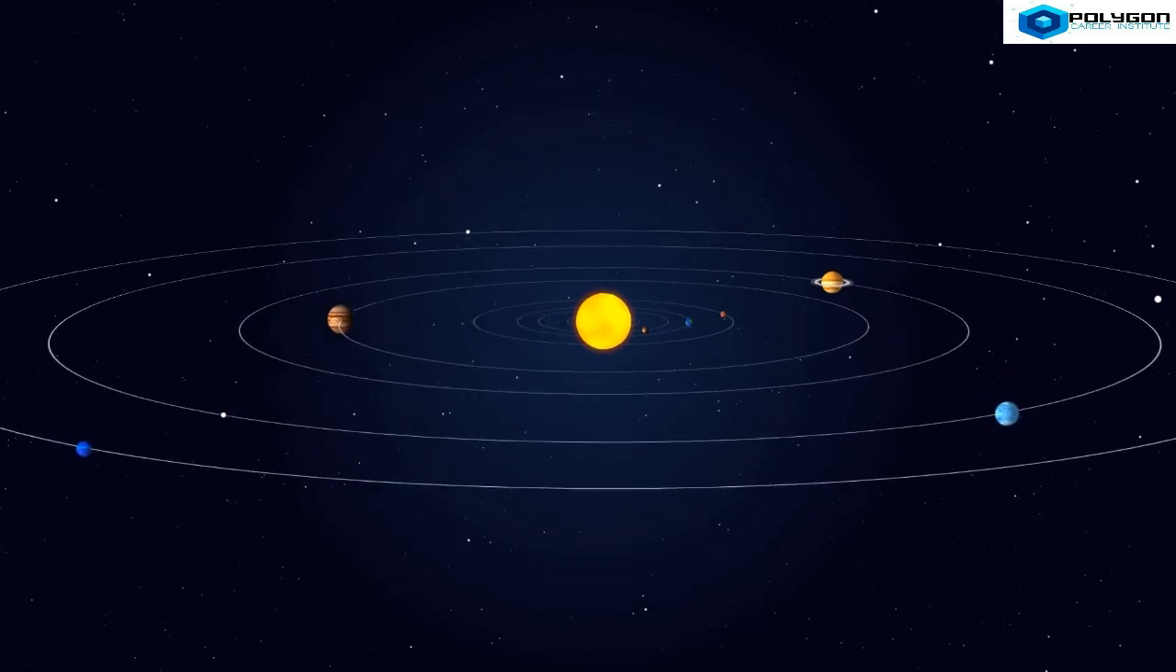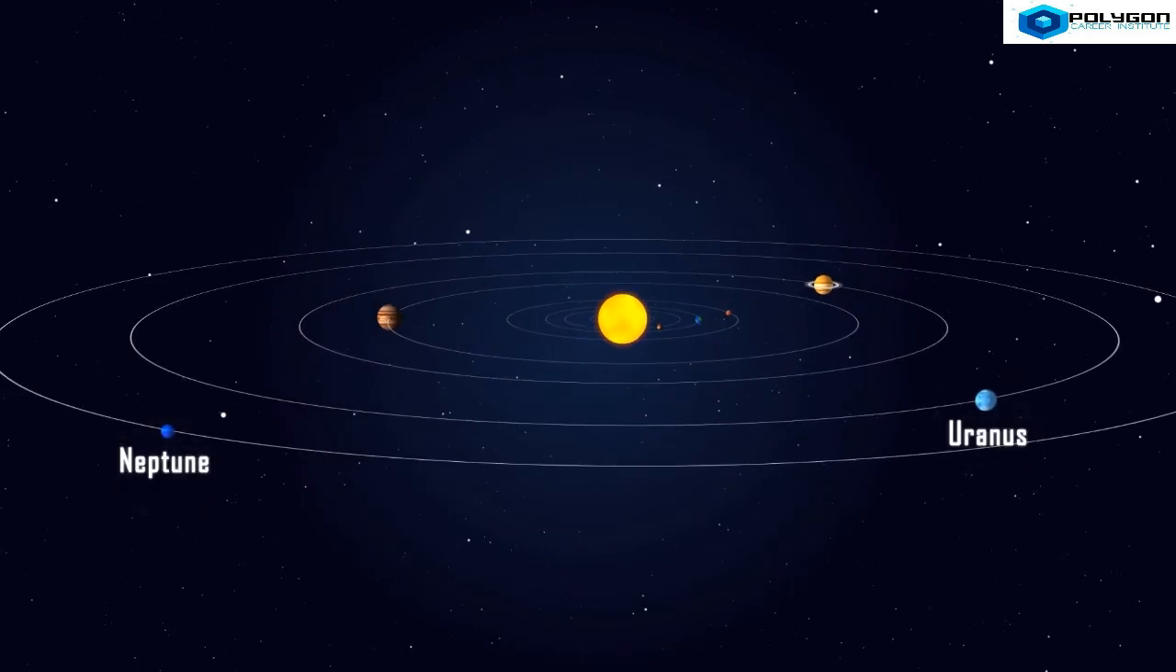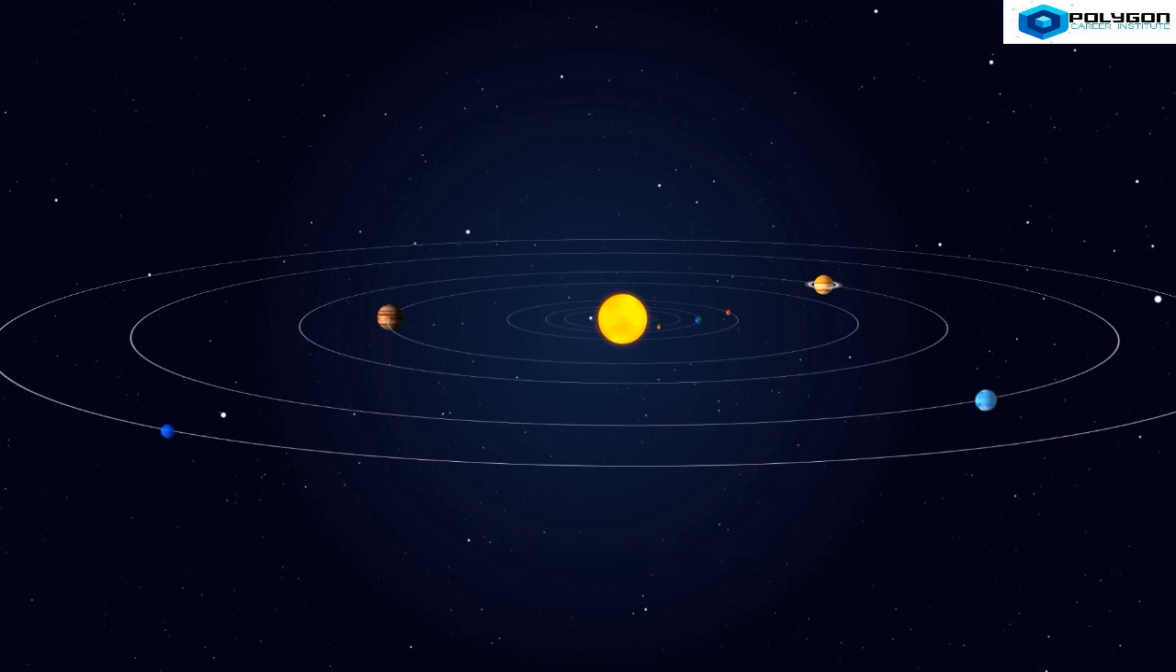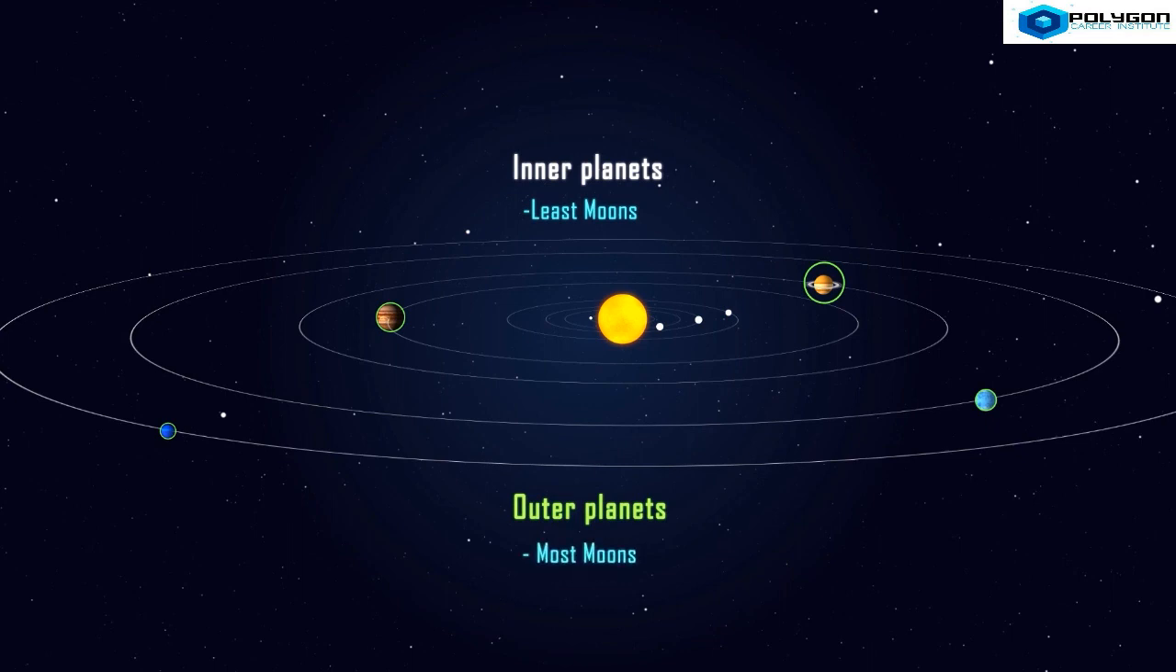The seventh and the eighth one are Uranus and Neptune. So why did I mention these 2 planets at the same time? Well, it is because these 2 planets are considered as the outermost planets in our solar system. The planets nearest to the Sun, like Mercury, Venus, Earth, and Mars, are called inner planets and they have the least amount of moons. The planets outside of the orbit of Mars, which are Jupiter, Saturn, Uranus, and Neptune, are called outer planets and are said to have the most amount of moons.